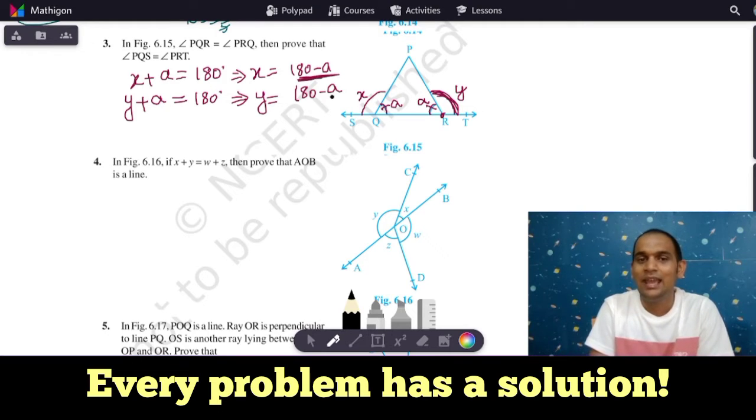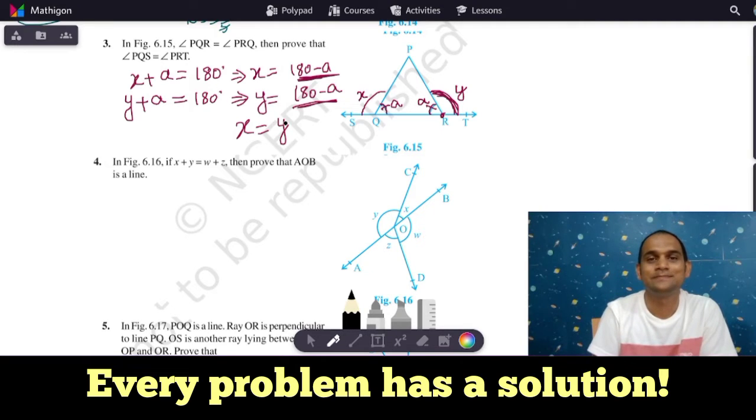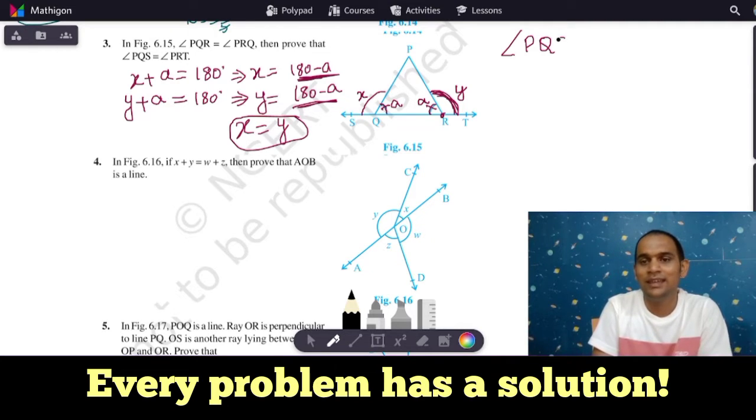What does that imply? That y is equal to 180 minus a. As you can see, if the RHS of two equations are equal, the LHS must also be equal. That is what is an axiom in Euclid's axioms and postulates chapter. So since x equals y, we can say that angle PQS equals angle PRT, hence the proof. That is all we wanted to do. So hence the proof.